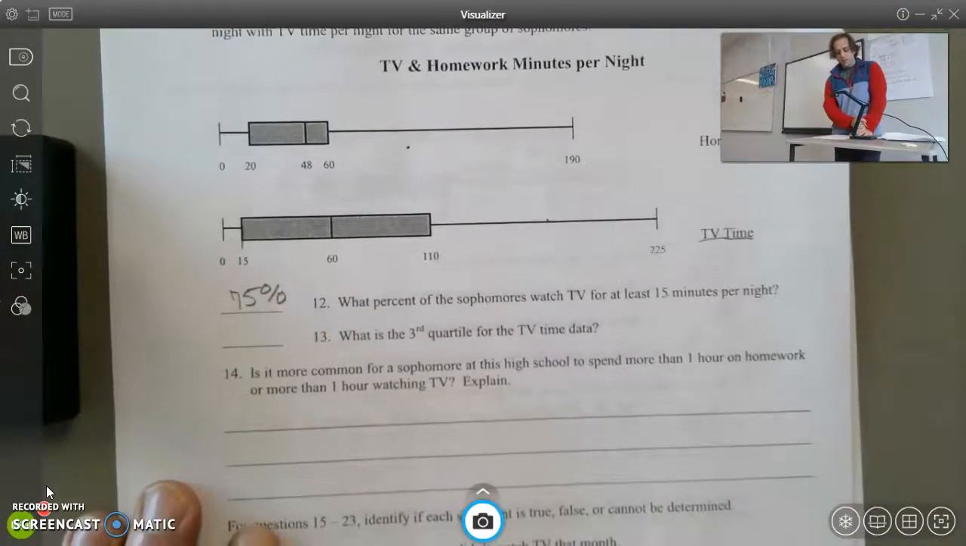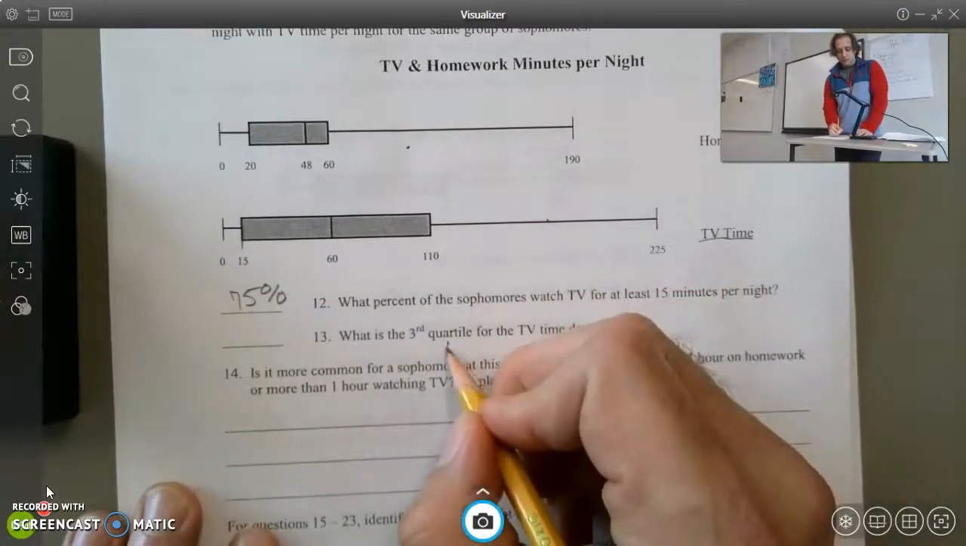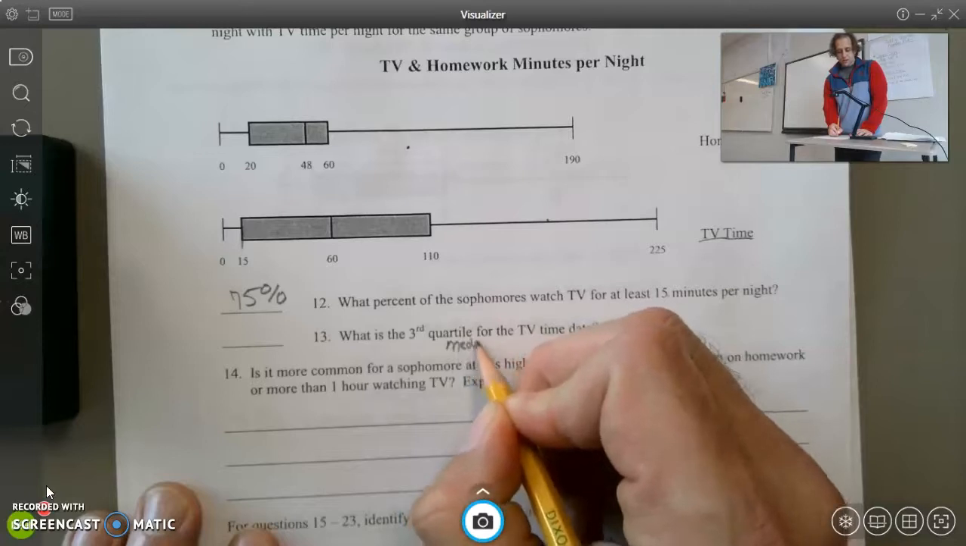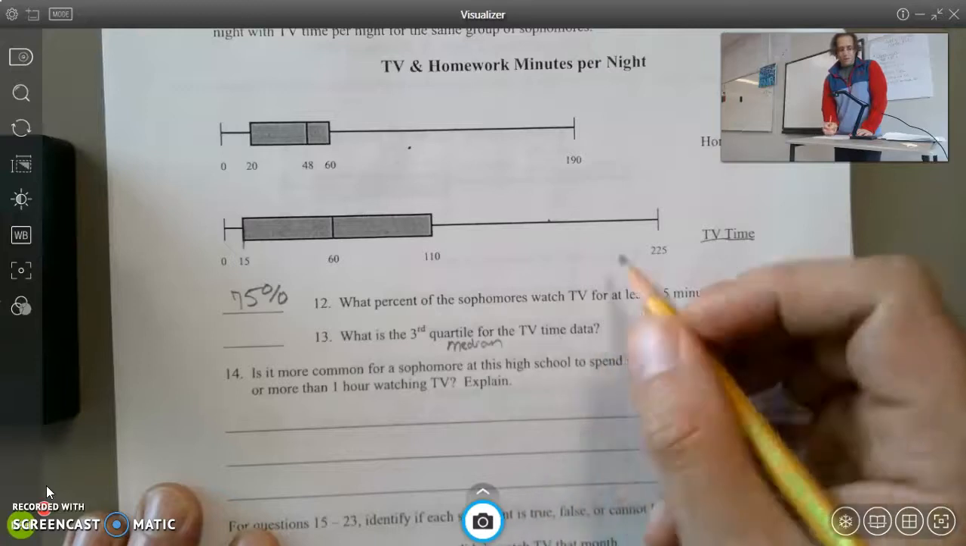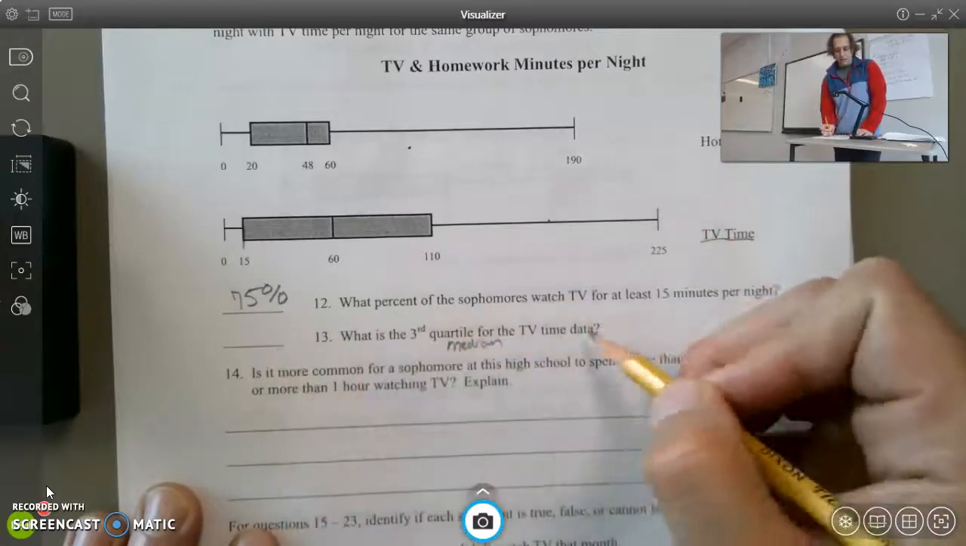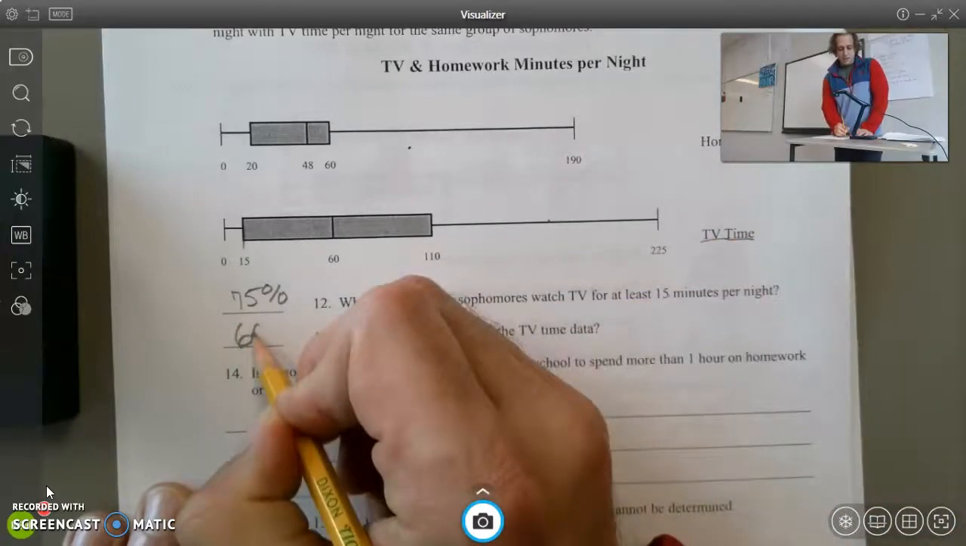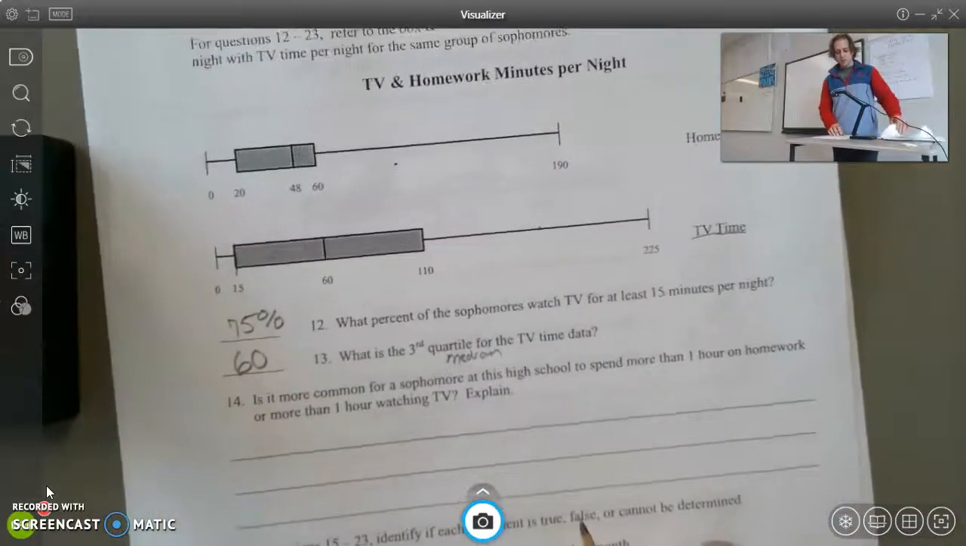What is the third quartile, which is also, that's the median, for the TV time data? What is the median for the TV time data? And that is 60.